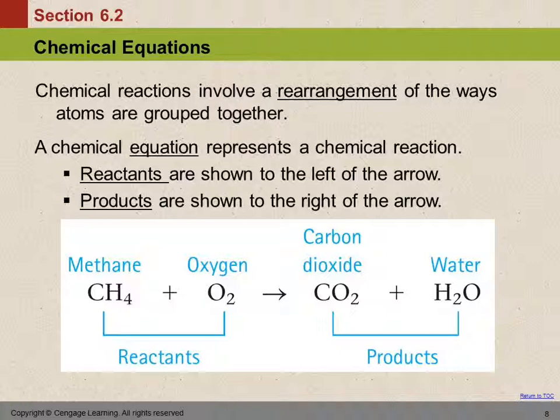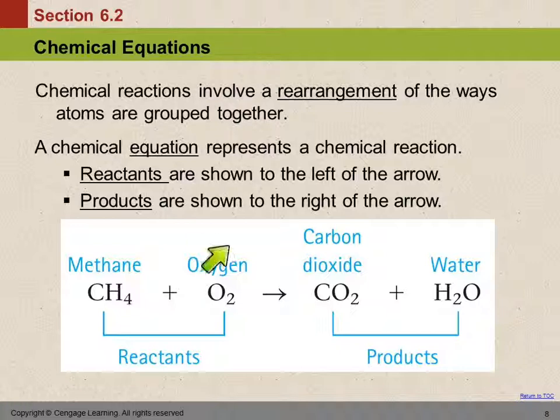So here's an example of a chemical equation. The chemical equation is in black. CH4 plus O2, and there's an arrow, CO2 plus H2O. The arrow is a lot like the equal sign in a mathematical equation, except it does indicate a direction.